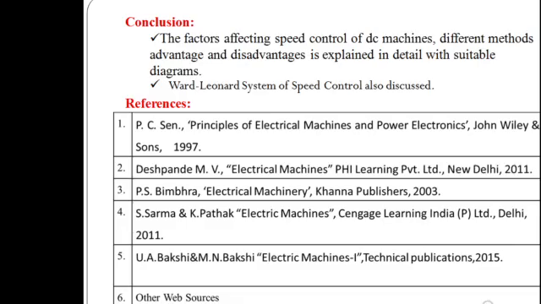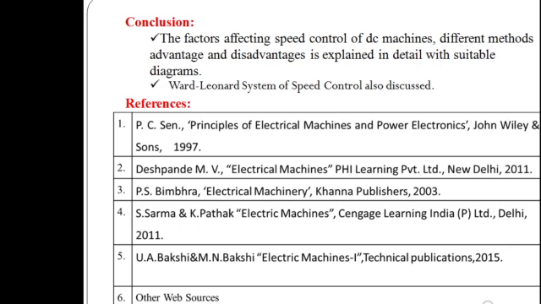And what are the conclusions? That means the factors affecting the speed control of DC machines and the different methods, with their advantages and disadvantages, are explained in detail with suitable diagrams. The Ward Leonard system of speed control is always discussed because the main theme of speed control is the Ward Leonard system. It is a very important system which you have to be very much familiar with.